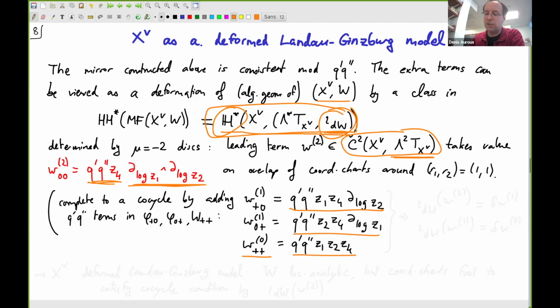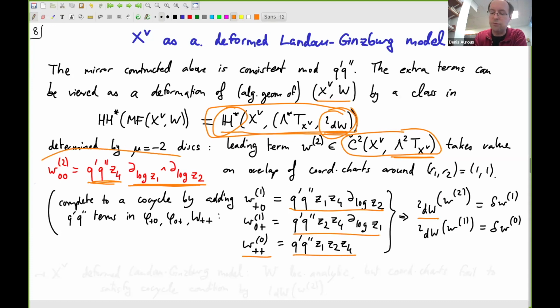And then you can check that with all this data, this indeed becomes closed because interior product of dw into this beast gives you exactly the Čech coboundary of these guys. And interior product of dw into these guys gives you exactly the Čech coboundary of this piecewise function.